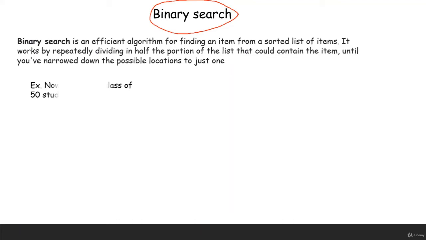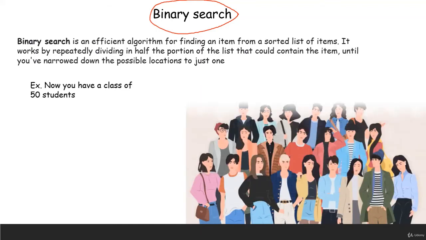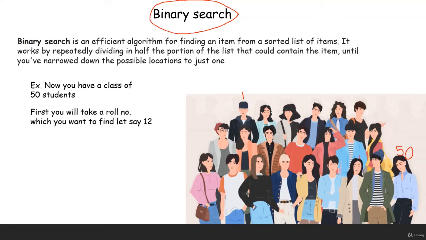So we will take one example where binary search is implemented. Now you have a class of 50 students. Searching for a specific student in a class of 50 students is quite tough, right? Because you have to check each element to find a specific one. So we will do binary search here. Suppose this is roll number 1 and this is roll number 50. Actually there are not 50 students, but just assume it. Let's say you have to find the student having roll number 12.